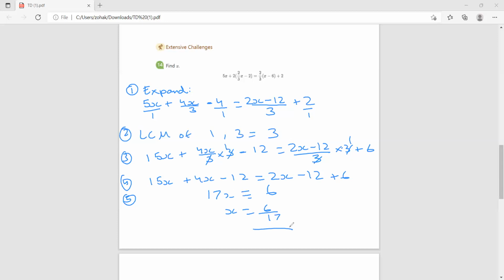Okay, so just remember over here, the only thing that was different to the other extensive exercise questions that we had was that there was brackets, but you can just multiply out the brackets as your first step, and then just work out the LCM as normal.